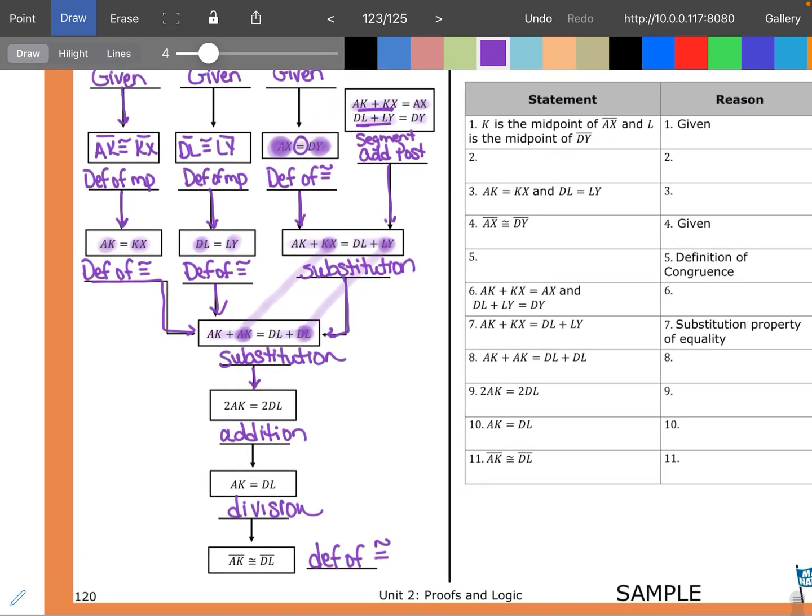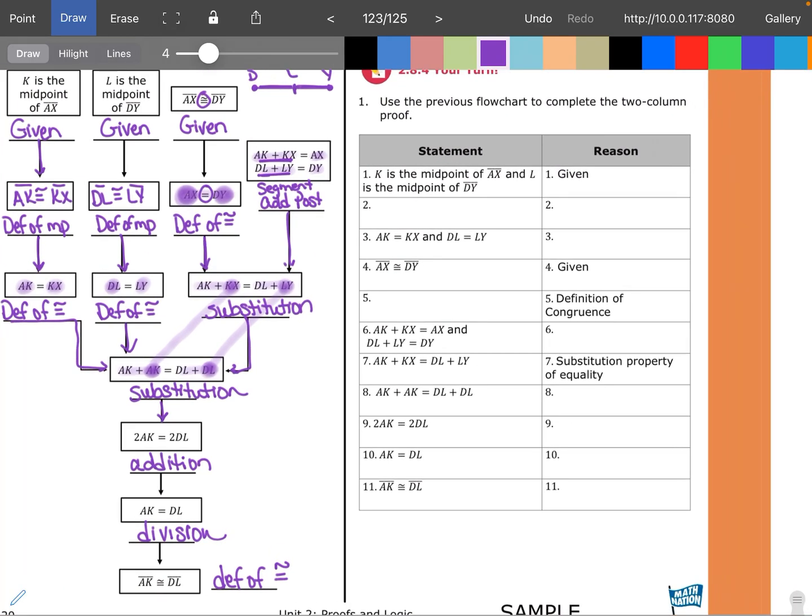We're going to take that proof, and I really want you to pause and try to fill it in to the best of your ability. Use the flow chart to help you complete the 2-column proof. Pause and then come back.